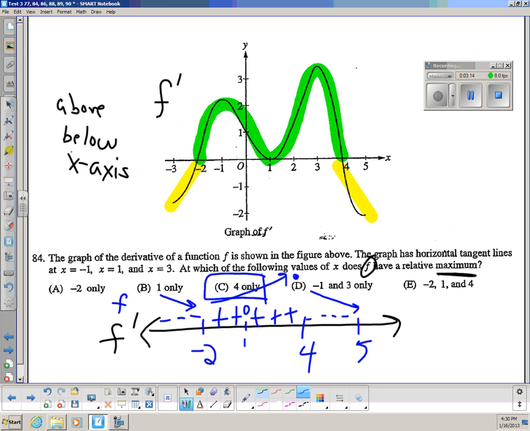Yes, because they didn't include endpoints. Endpoints are not included in our choices. Otherwise, one could say, well, at -3, perhaps you have a relative maximum, but those weren't included.